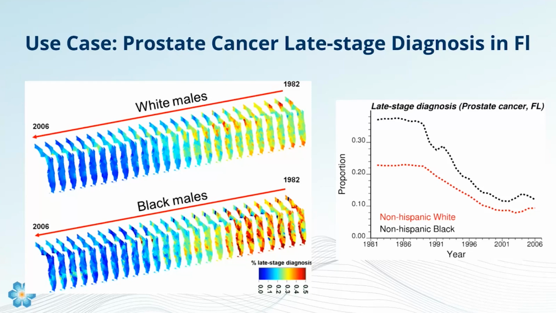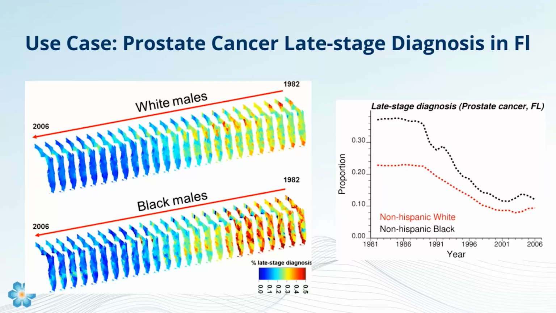So what you see here is the county-level percentage of people diagnosed late with prostate cancer across the state of Florida. You have white males, black males. And what you can see when you look at this 3D visualization of space and time is this overall trend across time of getting more and more blue in the map, which means a decline in the percentage of late-stage diagnosis. We can see strong disparities between the two ethnic groups, more red for black males, and also we can see this geographical disparities across the state of Florida.